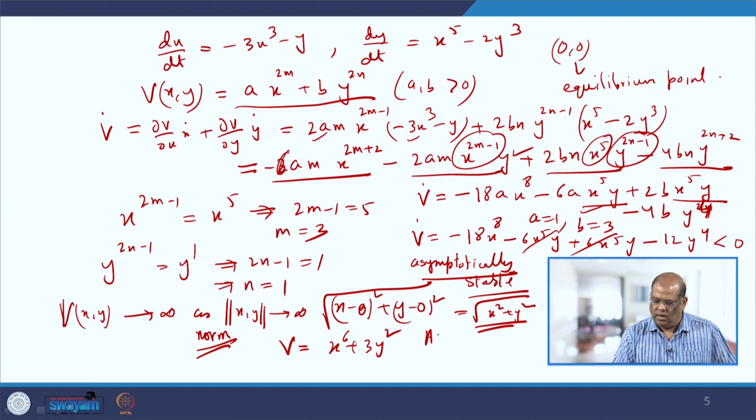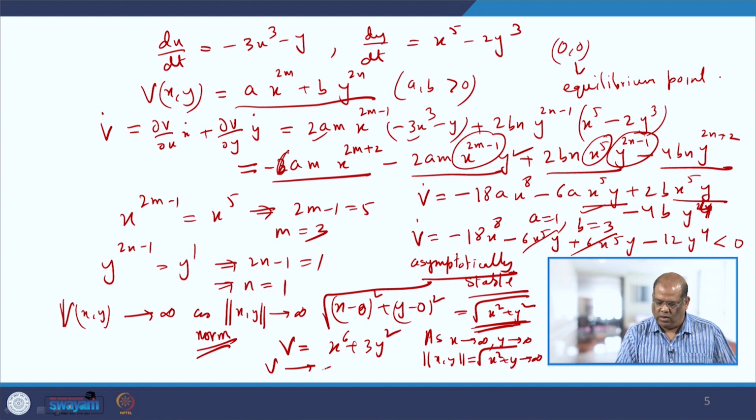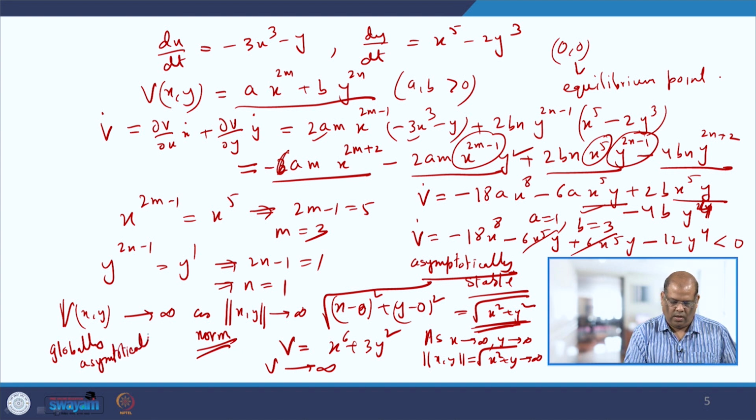So, as your x tends to infinity, your y also tends to infinity, your norm also tends to infinity, and your V also tends to infinity. So, you show that the system is radially unbounded and hence it is also globally asymptotically stable.